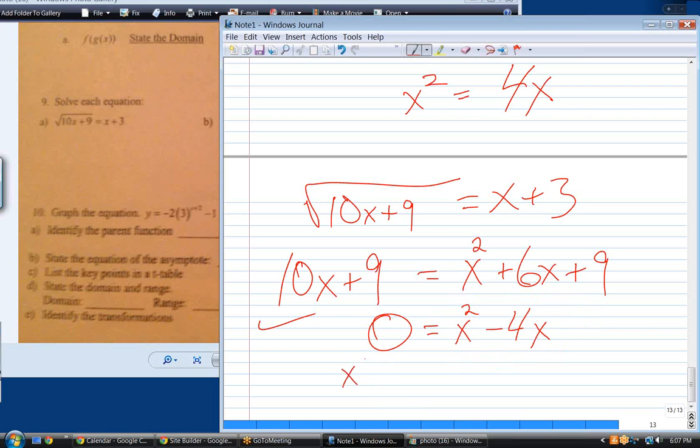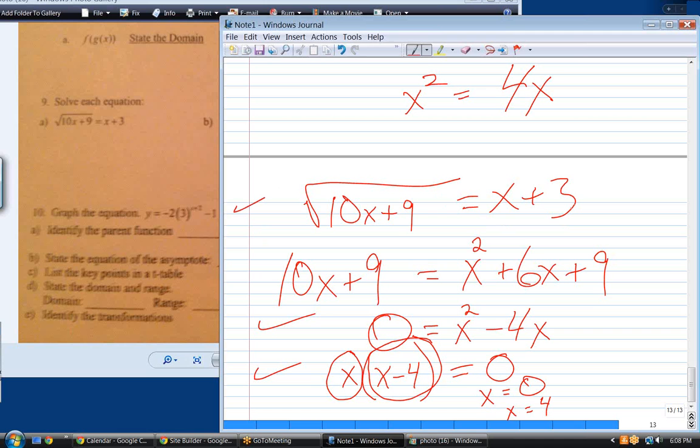Okay. So what we really have is x times x minus 4 is equal to 0. And now I've got two solutions. What else makes this equal to 0? What other value of x? We're going to set either this equal to 0 or this equal to 0, because we have the product of two things being equal to 0. Either one of them could be 0. So x equals 0. Notice that 0 works just fine. I've got the square root of 9 equals 3. 4 works just fine. We got the square root of 49, which is 7, equals 7. So both of these are solutions.